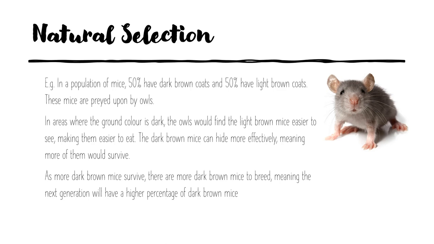So we can look at this in terms of different things as well, not just availability of food, but success in avoiding predators. So if we look at a population of mice where, say, we have 50% have a dark brown coat and 50% have a light brown coat, these mice would be preyed on by owls, which hunt using a visual mode, so they have to be able to see their prey in order to attack it. So in areas where the ground color is dark, the light mice would be more easily seen.